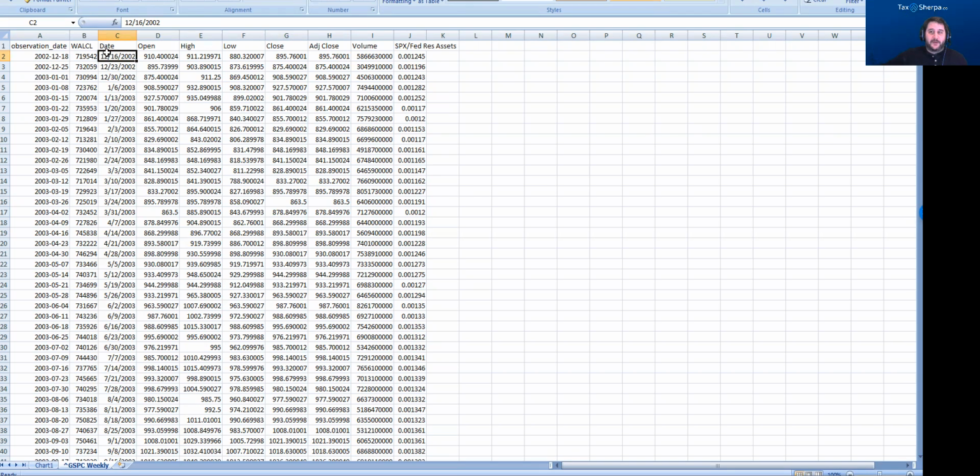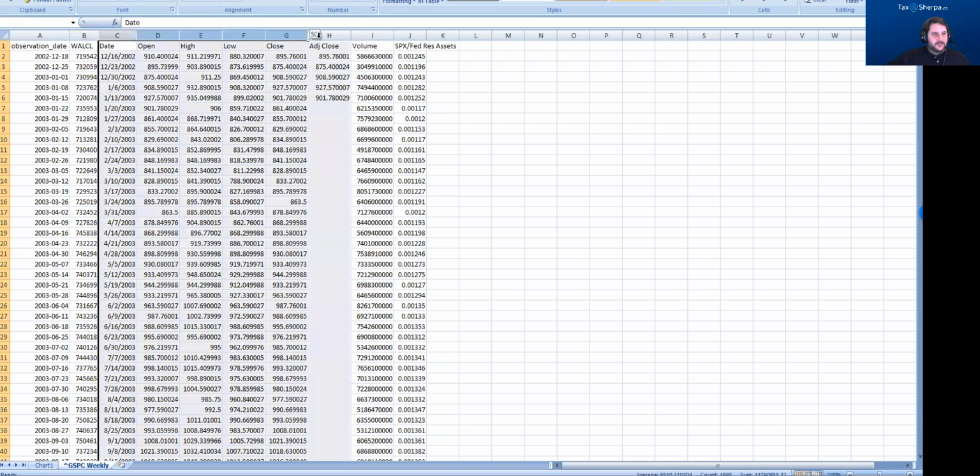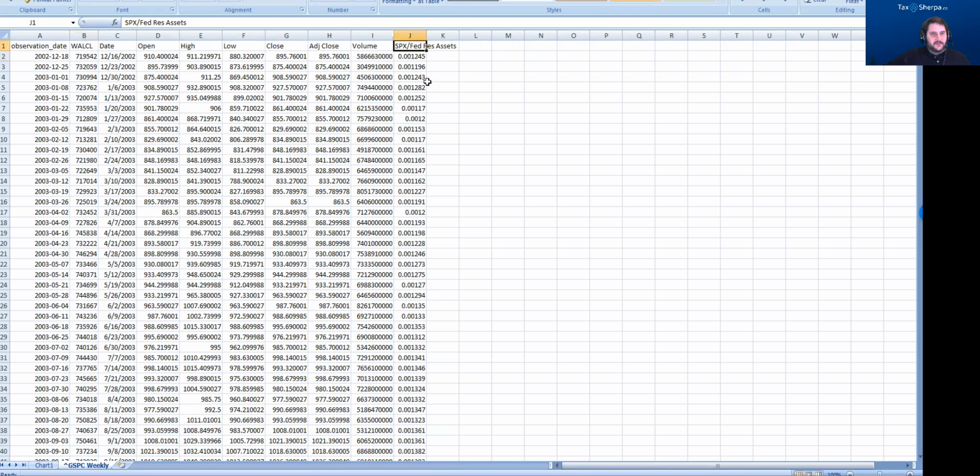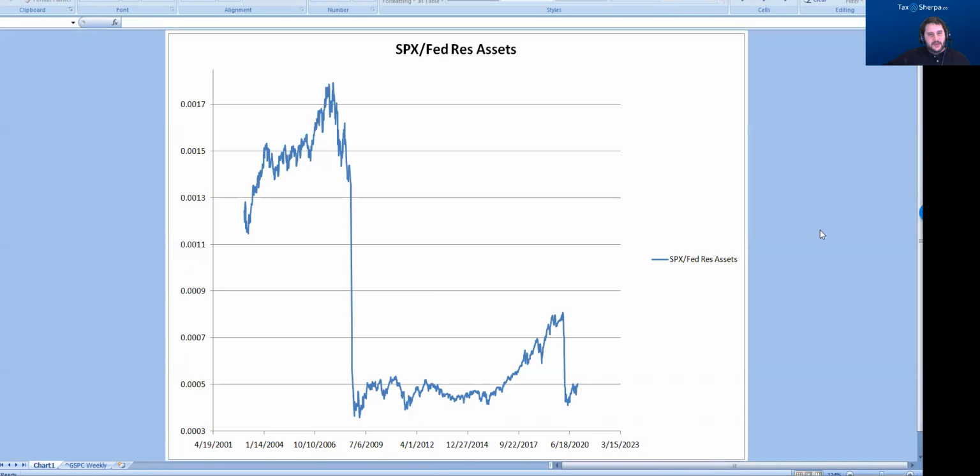I downloaded it from Yahoo Finance, the weekly closes of the S&P 500. So this is the Federal Reserve numbers, and then this is the S&P numbers. And then here's a ratio, SPX divided by Federal Reserve assets. So when you plot those out by date, you get a chart which looks like this. So this is the March COVID crash, and it's showing the S&P declining relative to the Federal Reserve balance sheet.